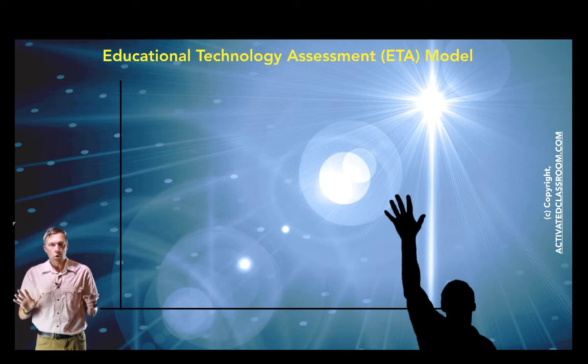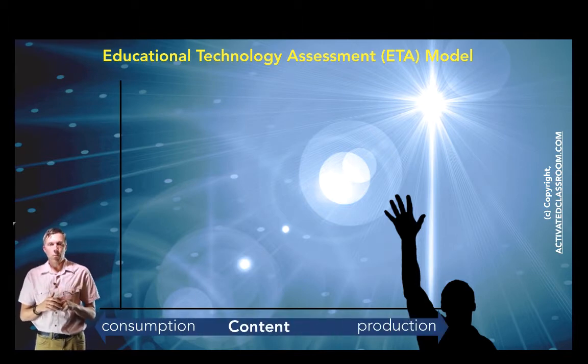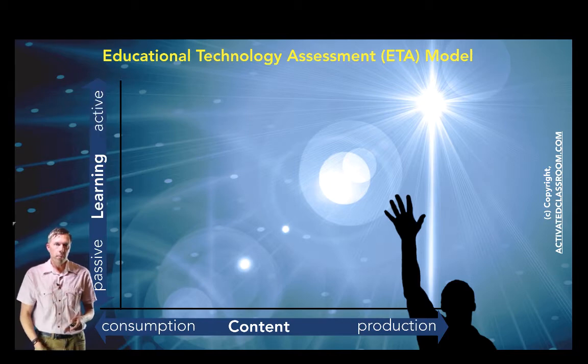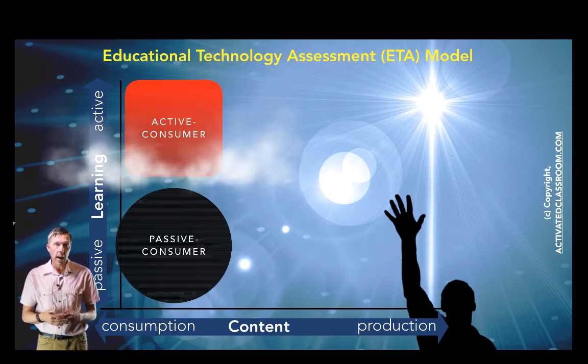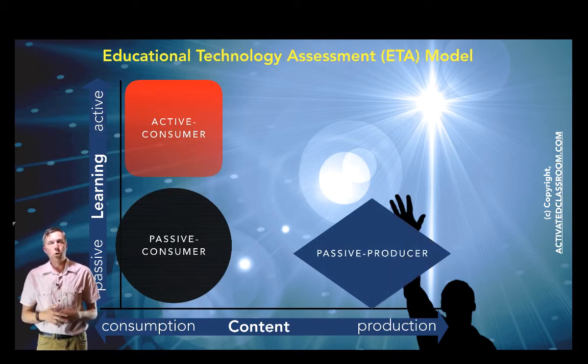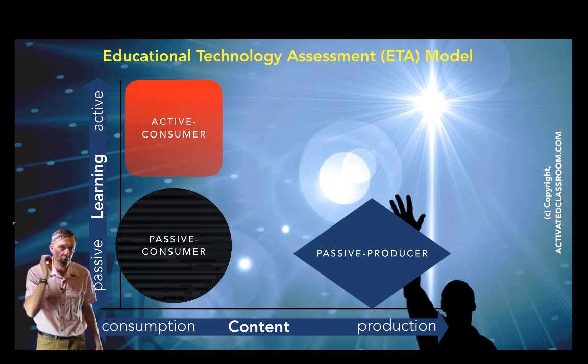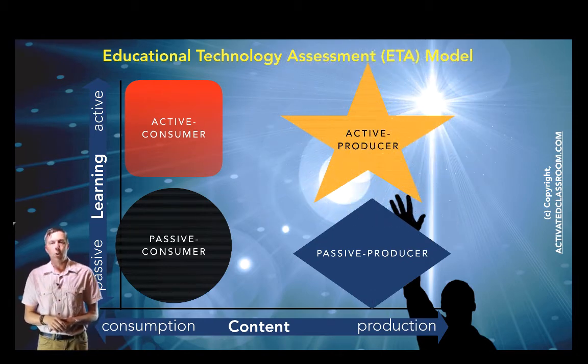And there are 2 dimensions to it. The one dimension is the content dimension. Is it around consumption or content production? And the other dimension is the learning dimension. Is the learning passive or is it active? So this means that we can end up with 4 possibilities. You could have a classroom where your students are passive consumers. Alternatively, they could be active consumers, passive producers, or the objective, the goal, active producers.